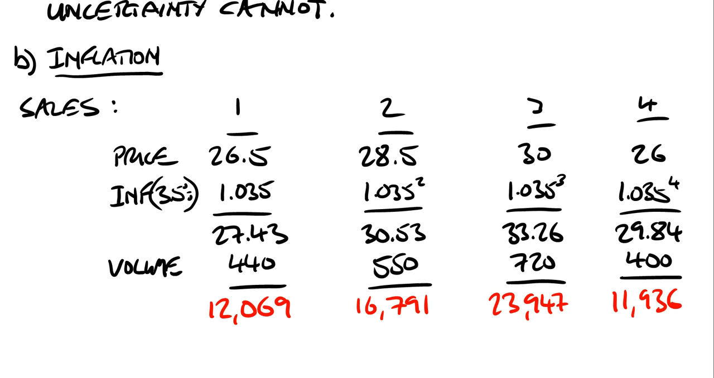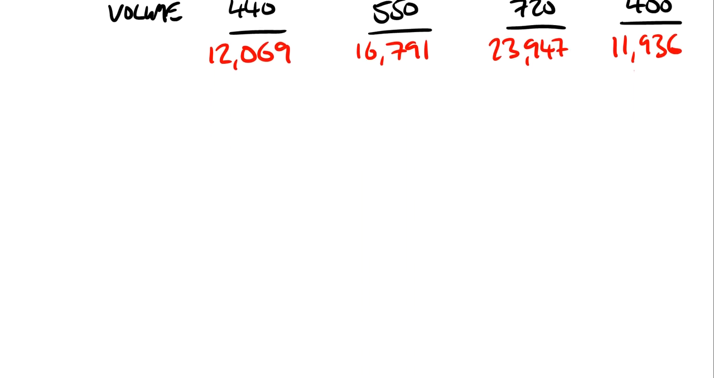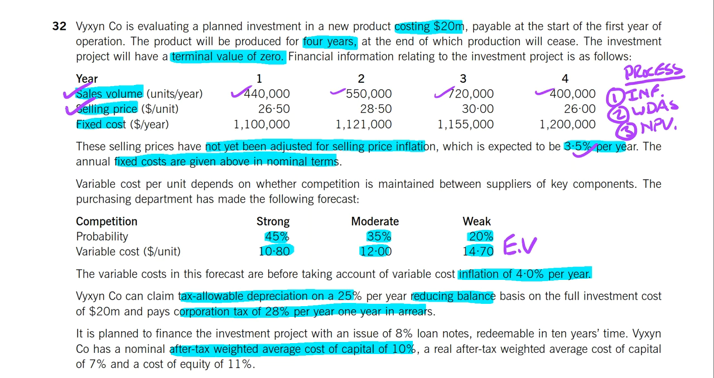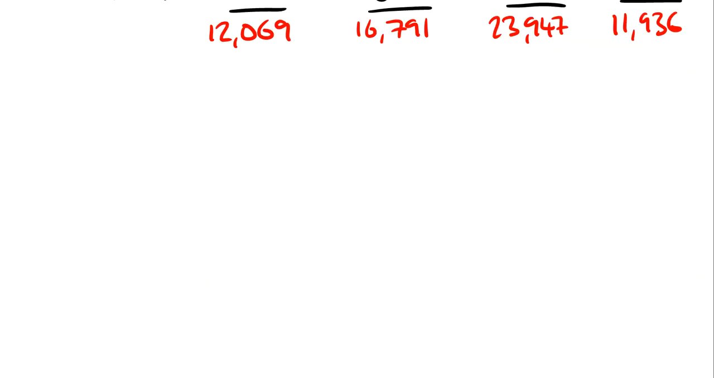Okay, so those are going to be the inflated sales price. The next bit that we need to do is to inflate the variable cost. But remember, we've got an expected value calculation to do here, because it's not just clear cut what the variable cost is going to be. It's going to depend. So for the variable cost, we need to start with the expected value.